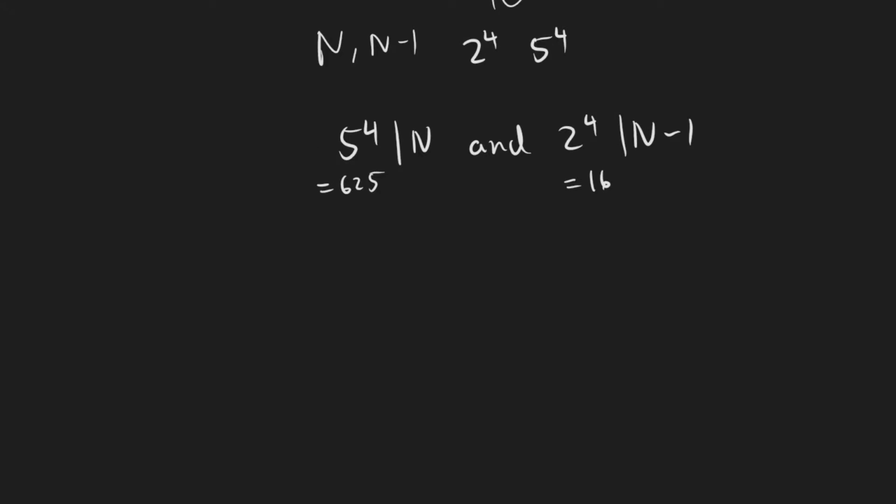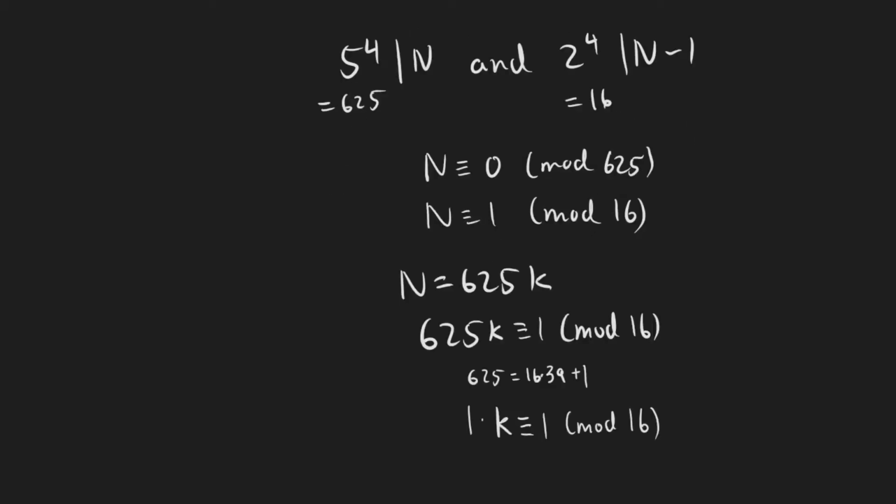Let's start by assuming 5 to the 4th divides n, and 2 to the 4th divides n minus 1, for example. Then we end up with the set of congruences, n is congruent to 0 mod 625, and n is congruent to 1 mod 16. So we can write n equals 625 times k, and then we get 625k is congruent to 1 mod 16. Since 625 equals 16 times 39 plus 1, 625 is congruent to 1 mod 16, and this reduces to 1 times k is congruent to 1 mod 16, which means that k is congruent to 1 mod 16.